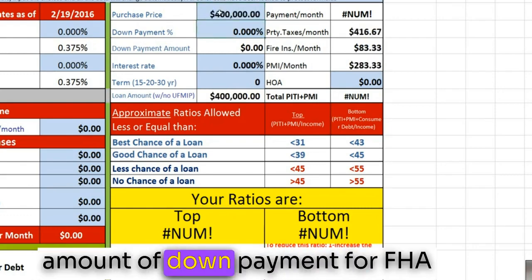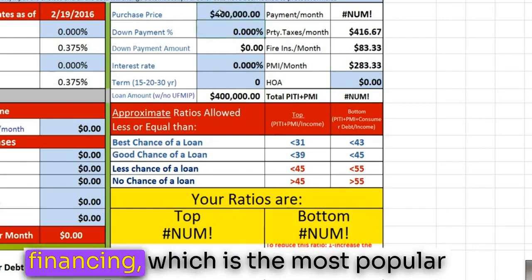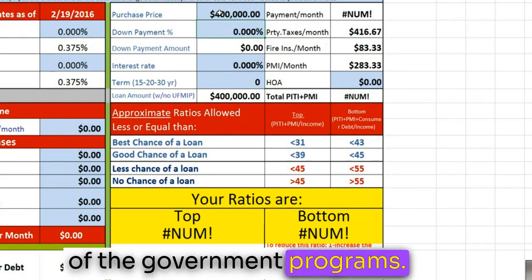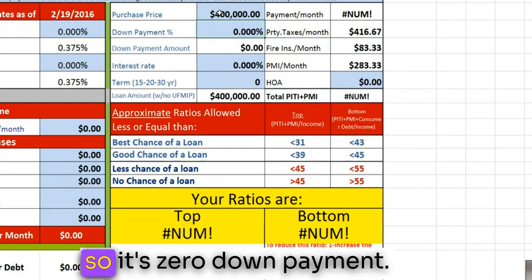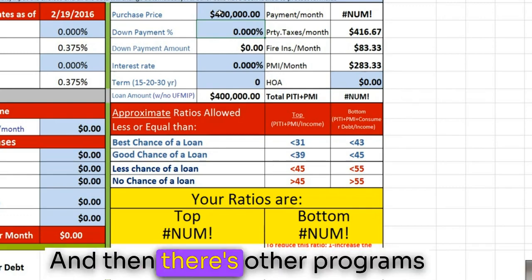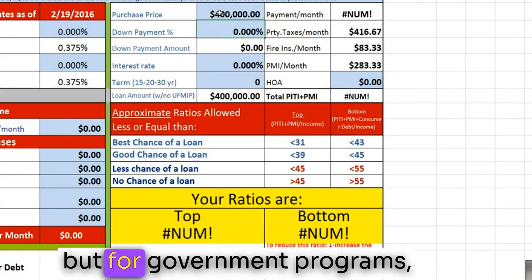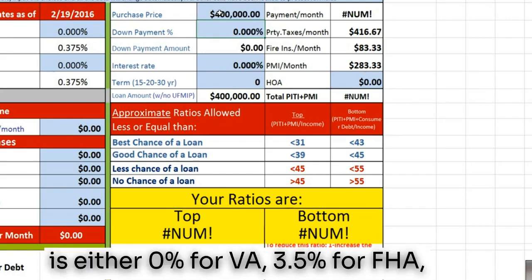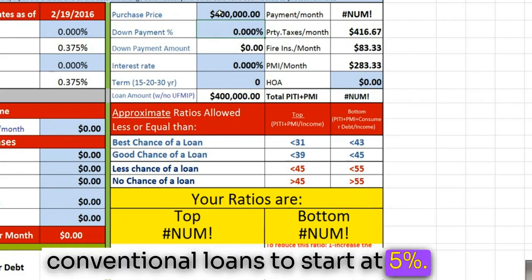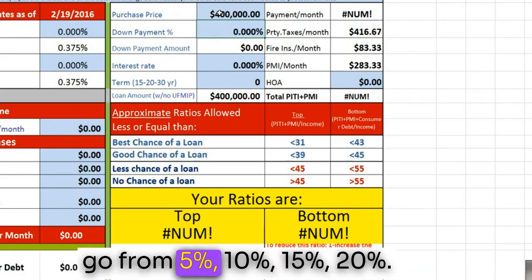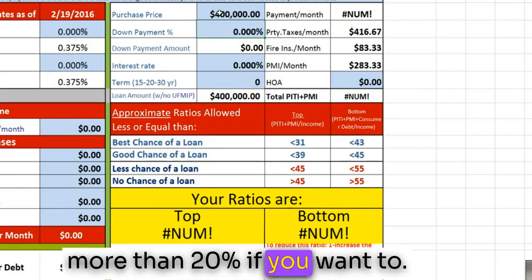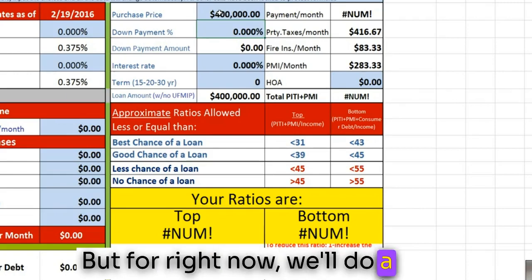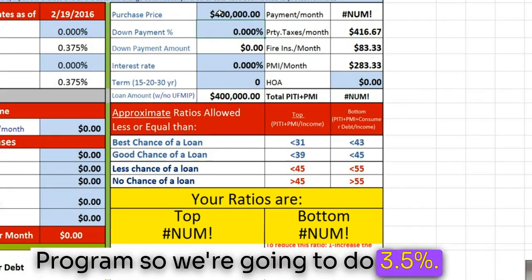And we're going to put in the amount of down payment for FHA financing, which is the most popular of the government programs. FHA financing is a 3.5% down payment. VA is 100% financing, so it's zero down payment. There are other programs that require a little bit more, but for government programs, that's basically the bottom line: 0% for VA, 3.5% for FHA. Conventional loans start at 5%, and can go from 5%, 10%, 15%, 20%, and obviously you can put down more than 20% if you want to. But for right now, we'll do an FHA program, so we're going to do 3.5%.